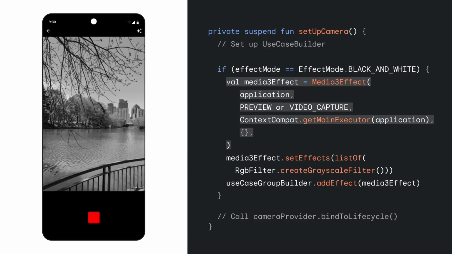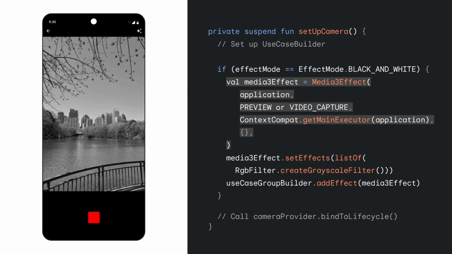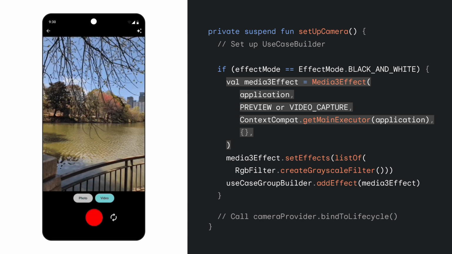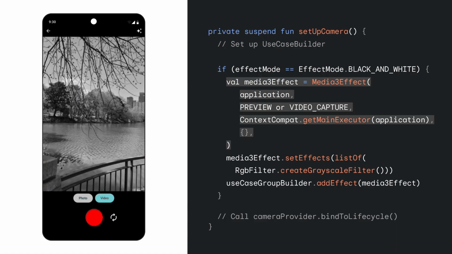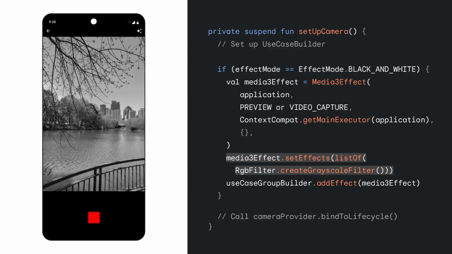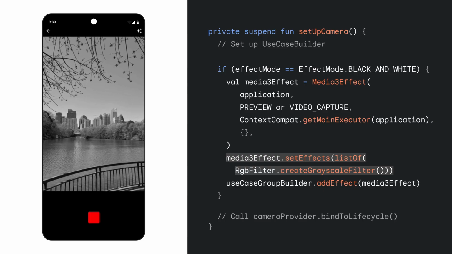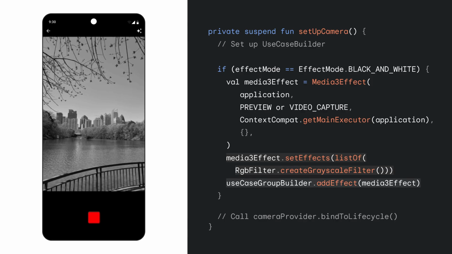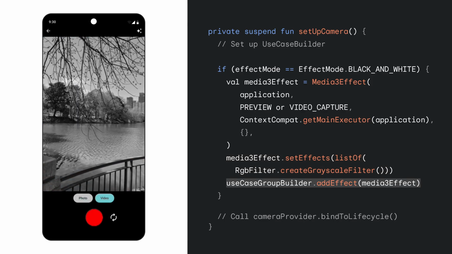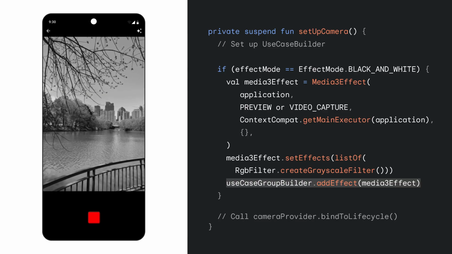When the effect should be applied, you can create a Media3 effect, passing in the Android context, the use case targets this effect will be applied to using a bitwise OR, an executor, and an error listener. Then you set the list of effects. In our case, it will just be the built-in RGB filter's grayscale filter effect. Then just add the effect to the use case group builder we created in the last section, and we're done. We've applied an effect to the preview and the final video.